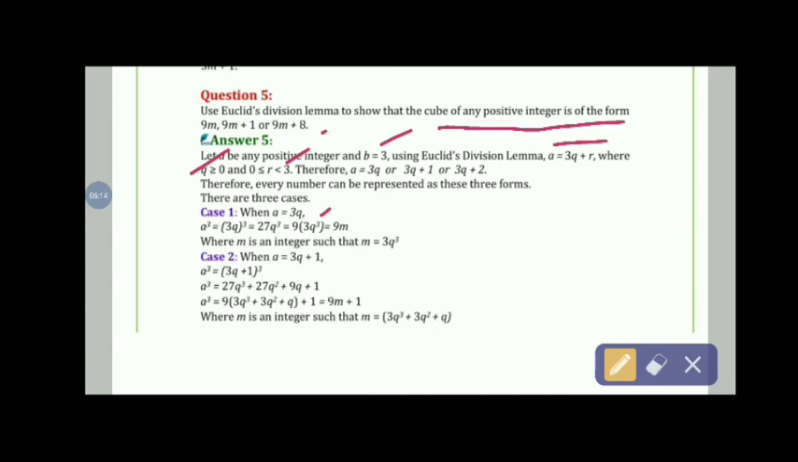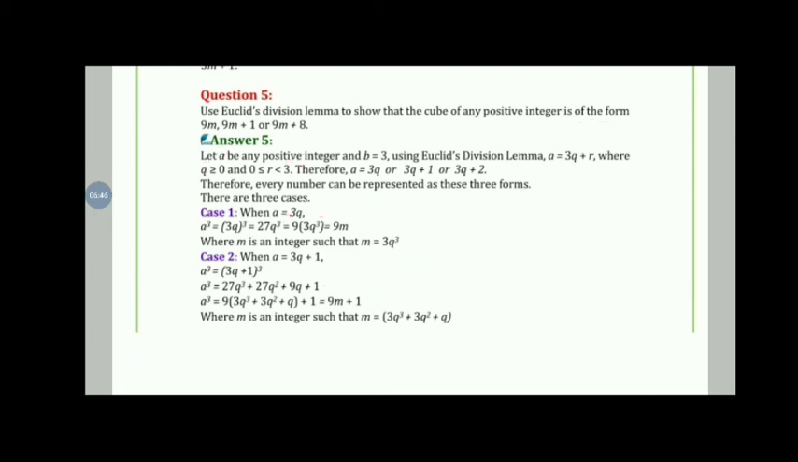So case 1, when we have a is equal to 3q, a cube can be written as (3q) whole cube, that is equal to 27q cube, that can be written as 9 into 3q cube, that is 9m, where m is the integer such that m is equal to 3q cube. Then where a is equal to 3q plus 1, cubing on both sides, the result is a cube is equal to 27q cube plus 27q square plus 9q plus 1, that is 9 into (3q cube plus 3q square plus q) plus 1, that is 9m plus 1, where m is an integer such that m is equal to 3q cube plus 3q square plus q.